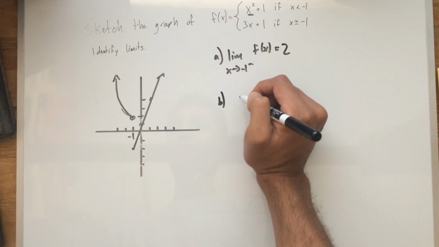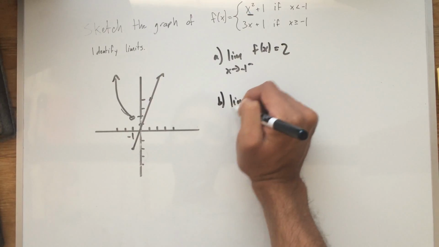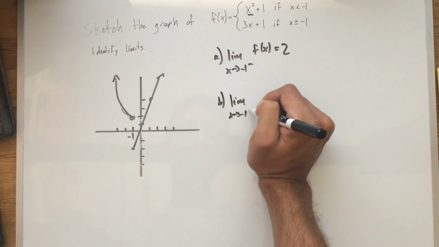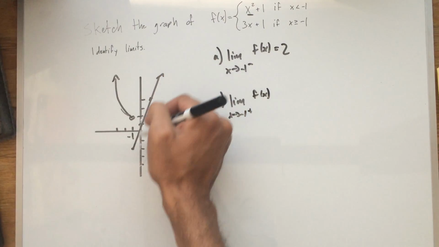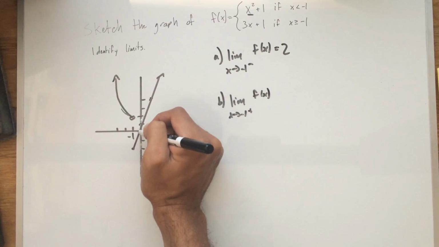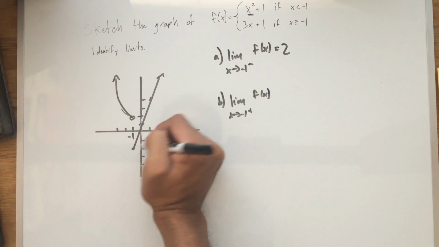The next limit they give us is the limit as x approaches -1 from the positive direction of f of x. So now the positive direction is from this direction, and as it approaches -1, the value is -2.